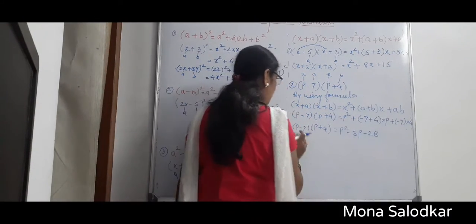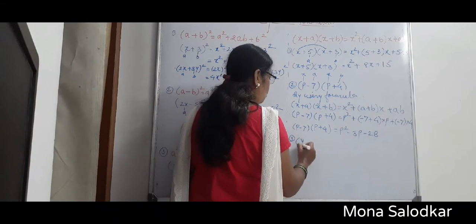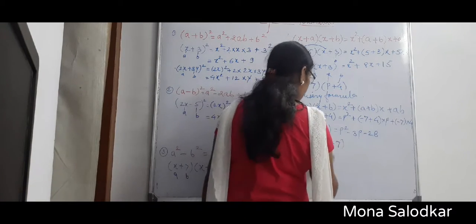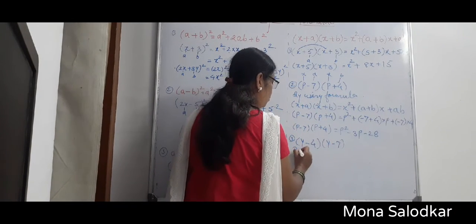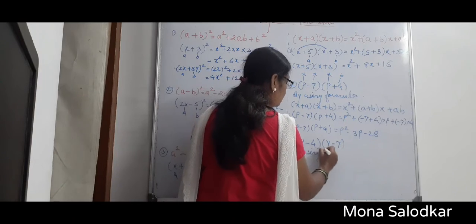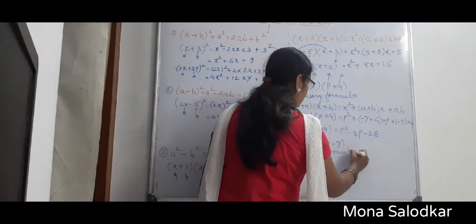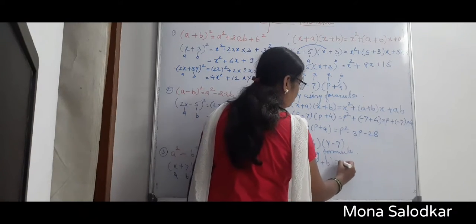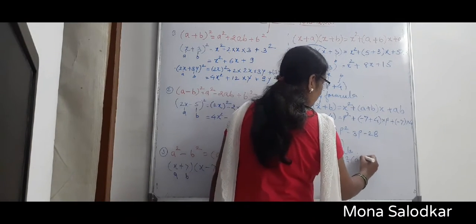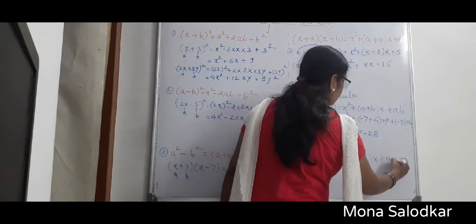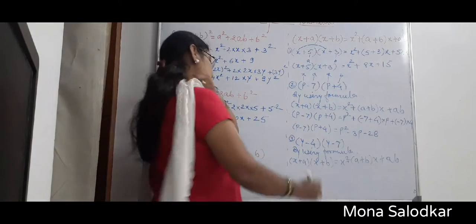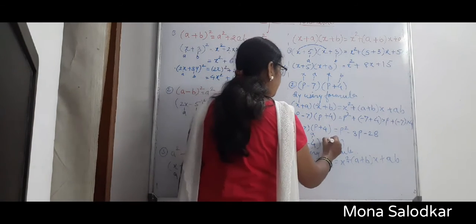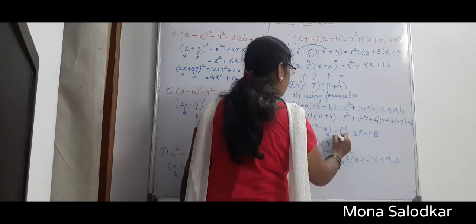Now let's see the next problem. Third, (y − 4)(y − 7). Now here also you have to write down by using the formula. Which formula? (x + a)(x + b) is equal to x² + (a + b)x + ab. Now see here, what is x here? y. Here −4 is a, here x, and here it is b.